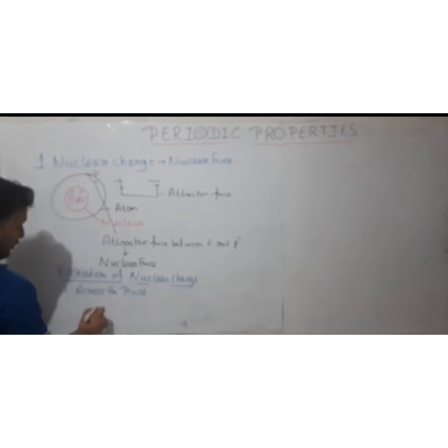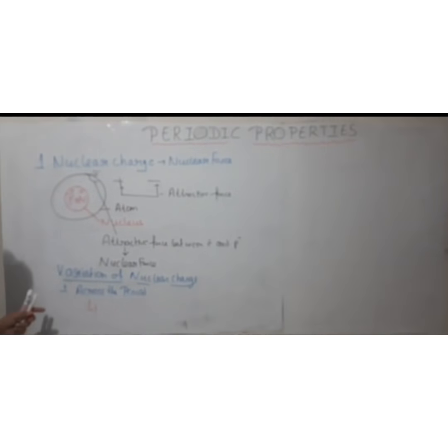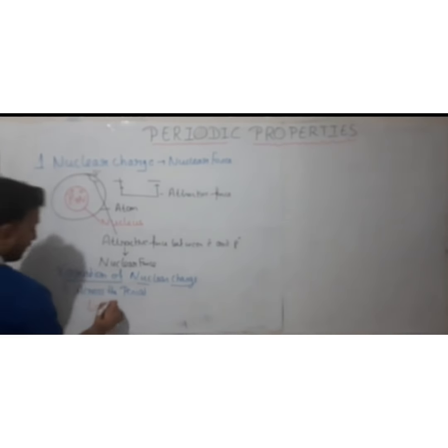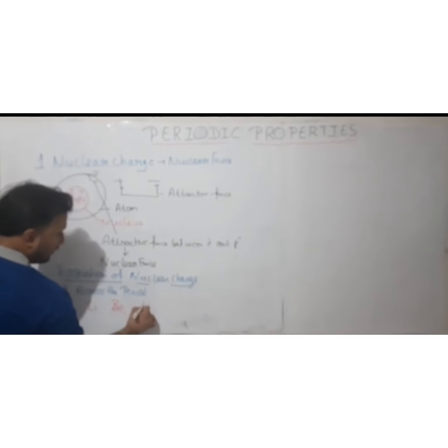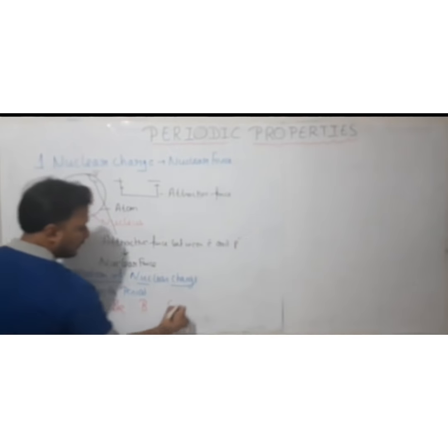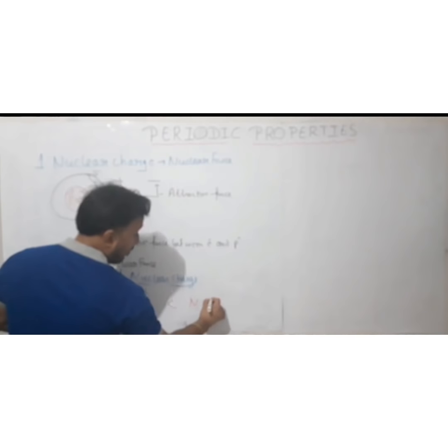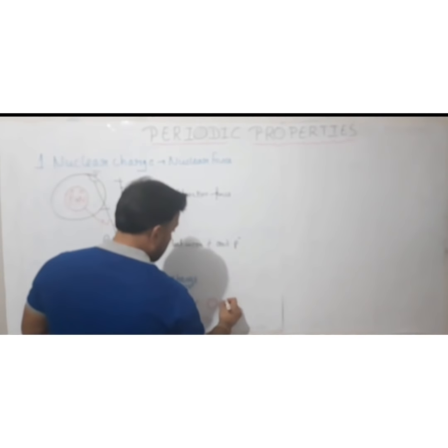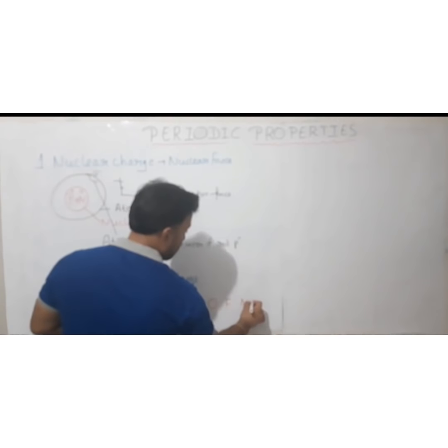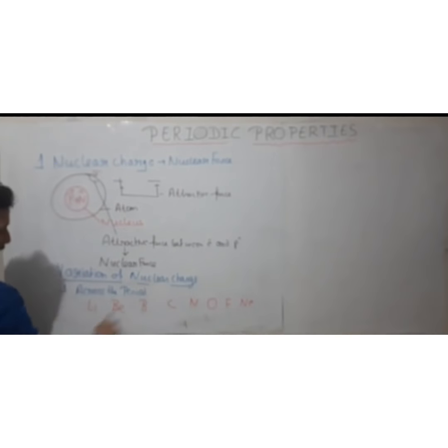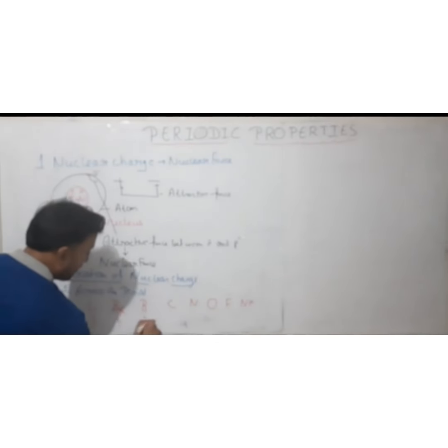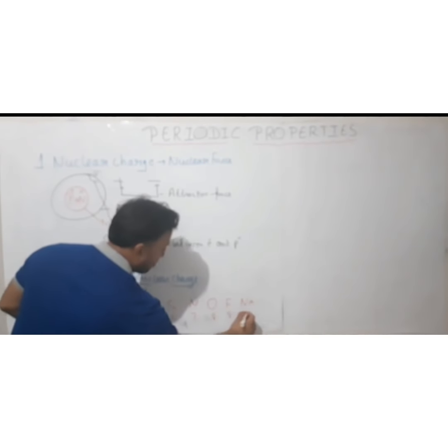Suppose I am going to take one example. Lithium element is there, then after lithium, which element is there? Because lithium is present in first group. Then after lithium, beryllium is there, then boron, then carbon, then nitrogen, then oxygen, then fluorine, and then neon. That is, they are like this according to the atomic number. What is the atomic number of lithium? That is going to be 3, 4, 5, 6, 7, 8, 9 and 10.